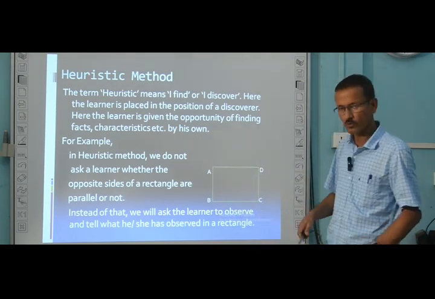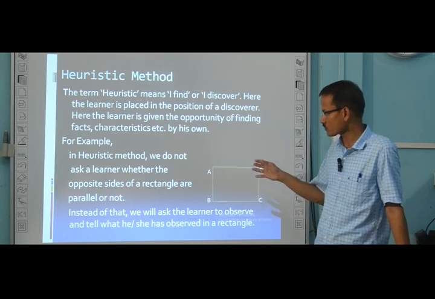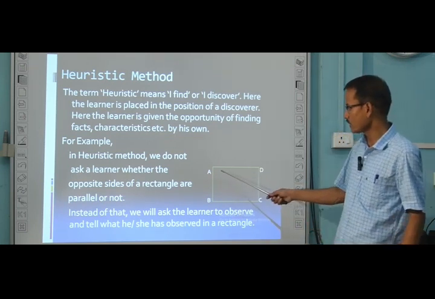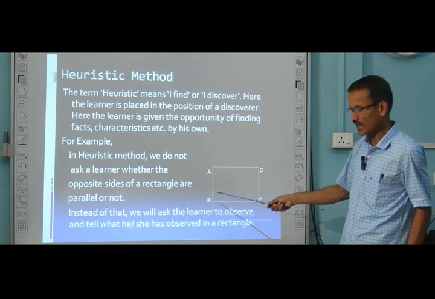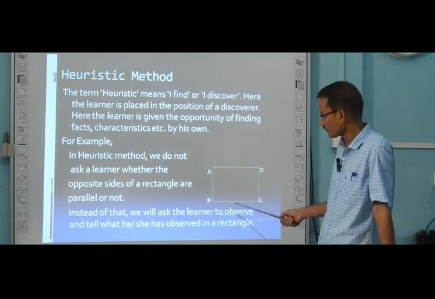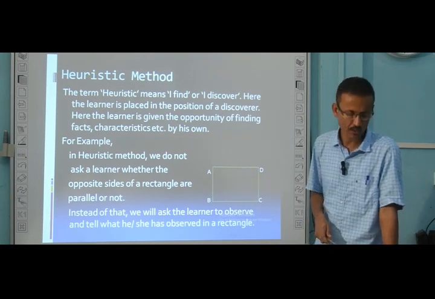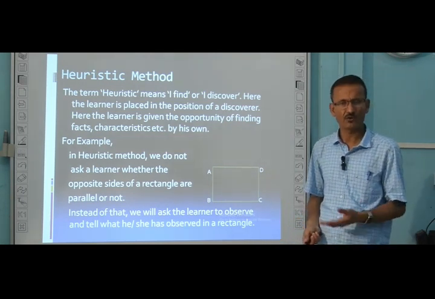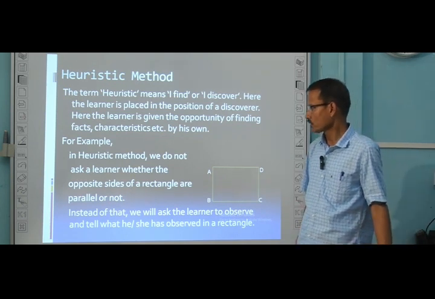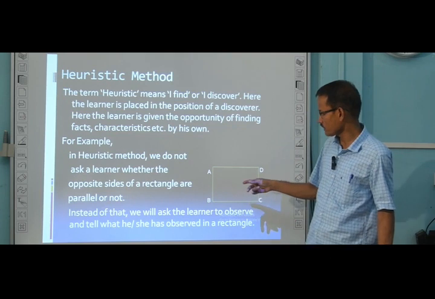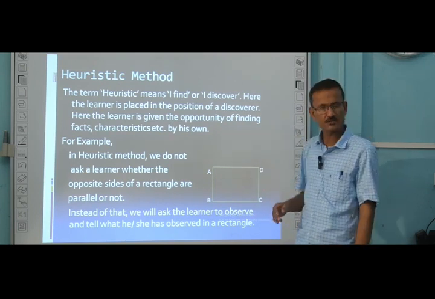If we look at this example, there are many ways through which a teacher can ask questions on this rectangle. We can ask a student, you have seen 4 angles, are the angles right angles or not? Are the opposite lines parallel or not? Are all the lines equal or not? We can ask him many questions. He can say yes or no, or he can give some mechanical answers. But if we ask him, in this figure, we don't need to tell him that this is a rectangle. We can ask him, what do you observe in this figure?